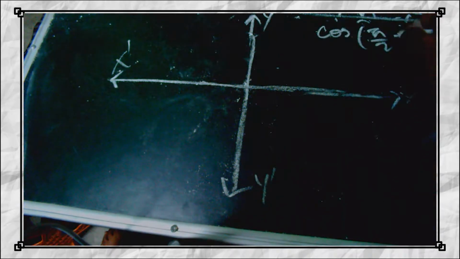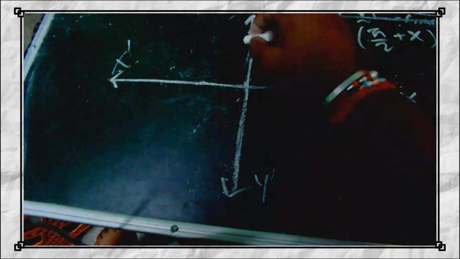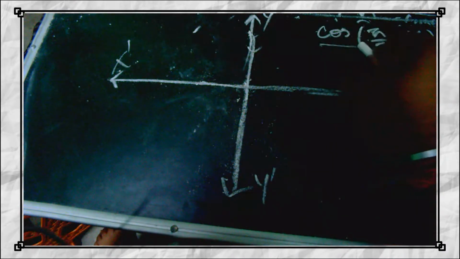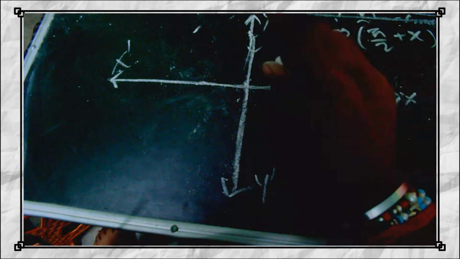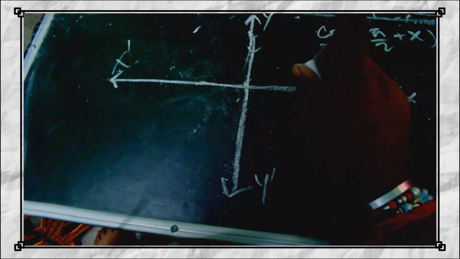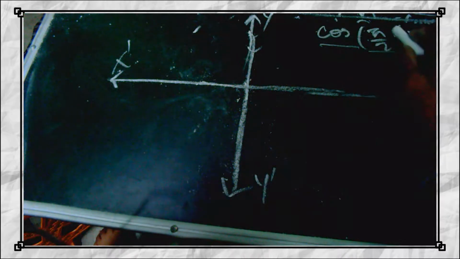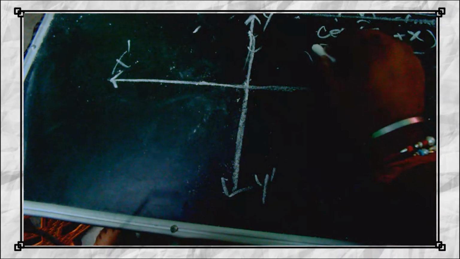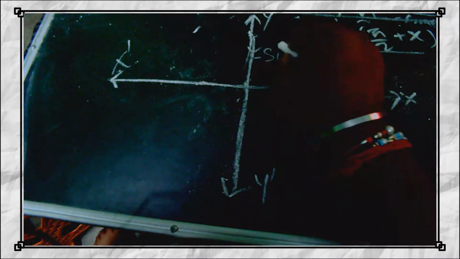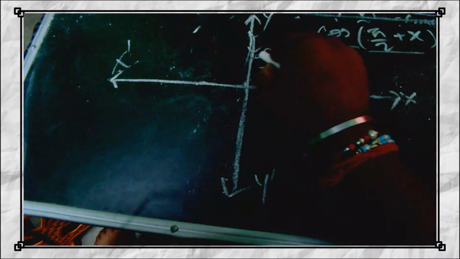Next is the value of cos of pi by 2 plus x. Similarly, pi by 2 lies here and pi by 2 plus x will lie in the second quadrant and the ratio is cos. As I told, only sine is positive in the second quadrant, so cos will be negative here, and as the angle is added with pi by 2, it will remain x but the ratio will change. So it will be minus of sine x. The value of cos of pi by 2 plus x is minus of sine x.